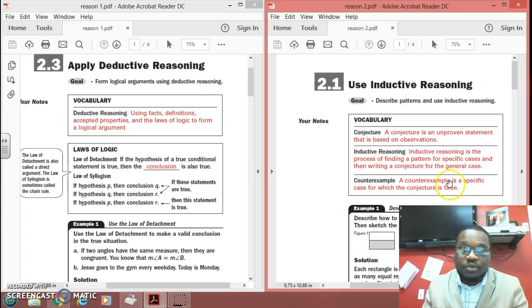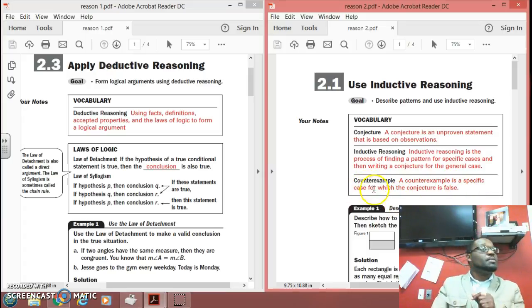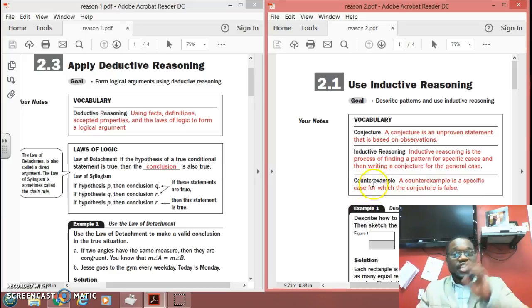Now, a counterexample is a specific case for which a conjecture is false. So all you have to do is come up with one counterexample, and then your conjecture is false, meaning your inductive reasoning didn't work out too well.